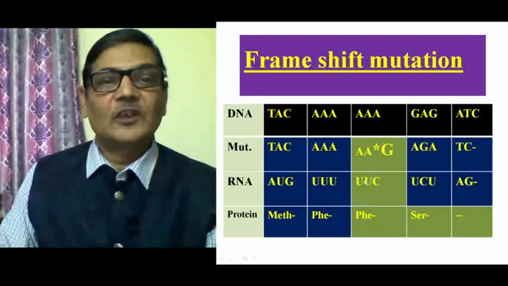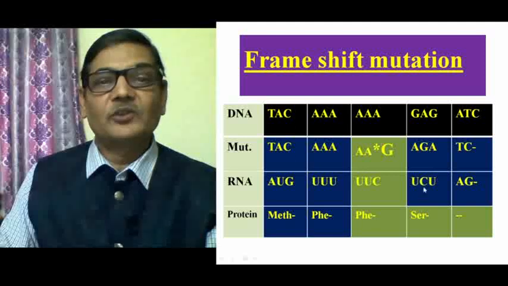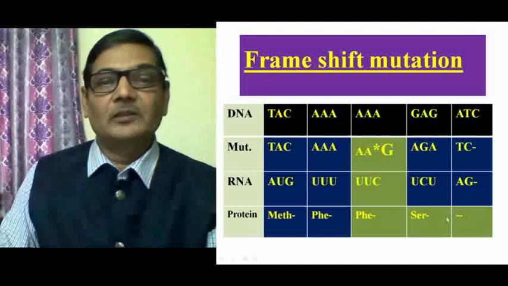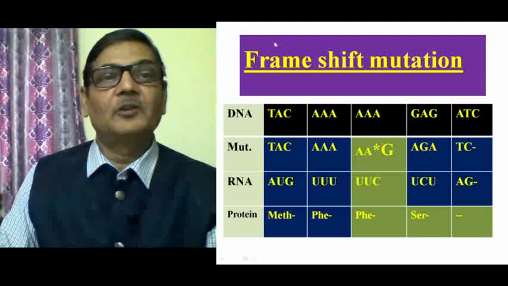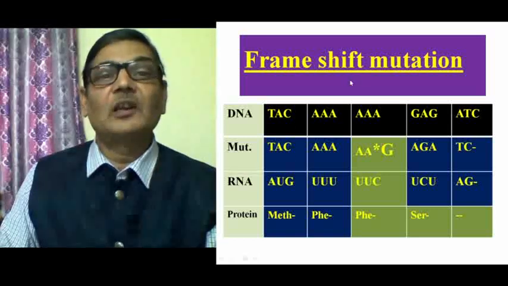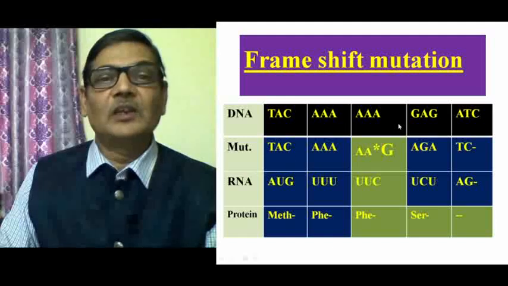And here in this case, UUC encodes for phenylalanine, but for the next one, instead of leucine, it is serine coming over here, and then you are not getting any amino acid over here, or termination is not occurring. So anything may happen due to this frame shift mutation, and you cannot exactly deduce that until you analyze the entire sequence pattern in the DNA.